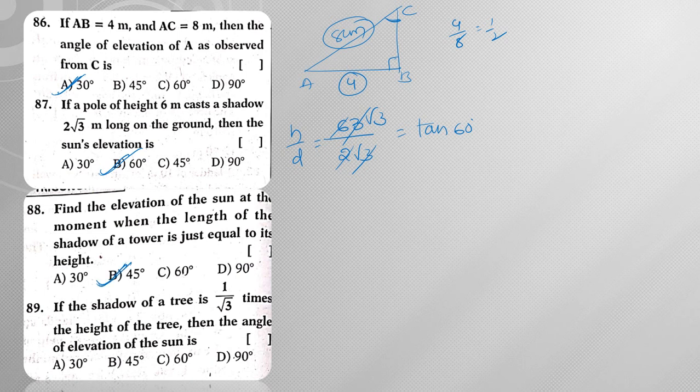If the shadow of a tree, d is equal to 1 by root 3 times the height. So from this, h by d is equal to root 3 by 1. So h by d is nothing but the definition of tan theta. This gives me tan 60 degrees. Hence the angle is 60 degrees. Right, so these are the different types of questions in the chapter applications of trigonometry.